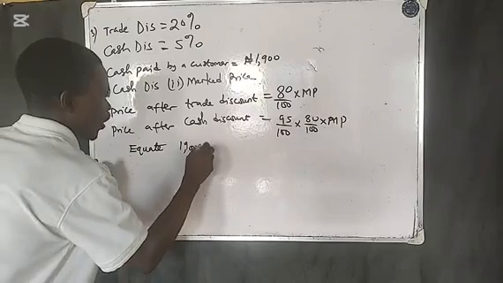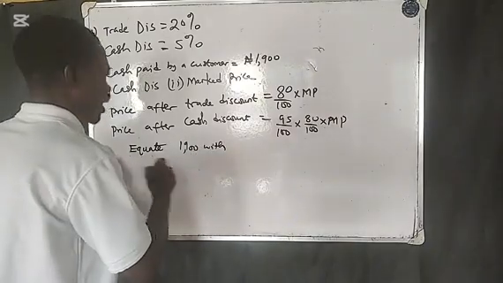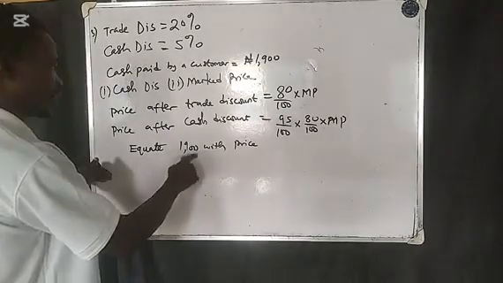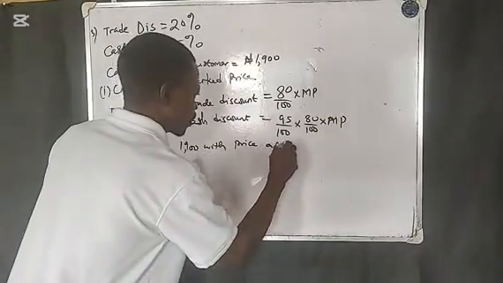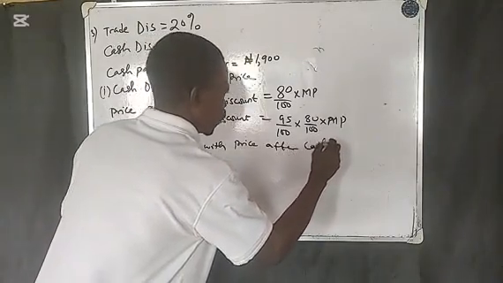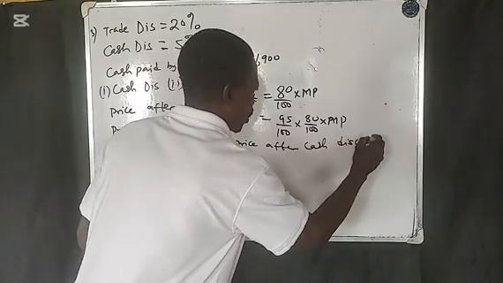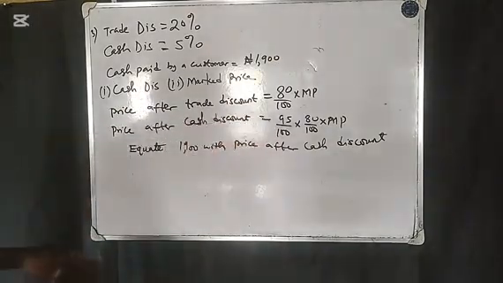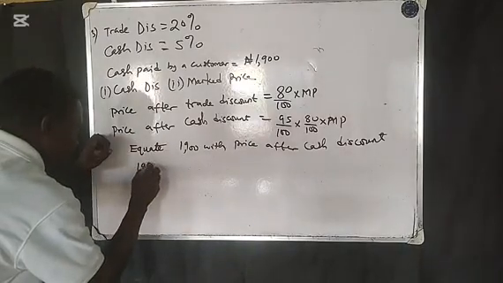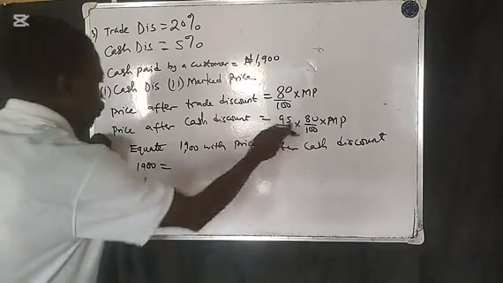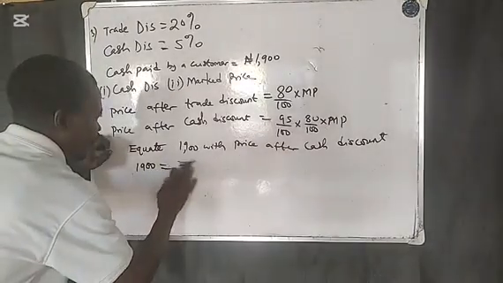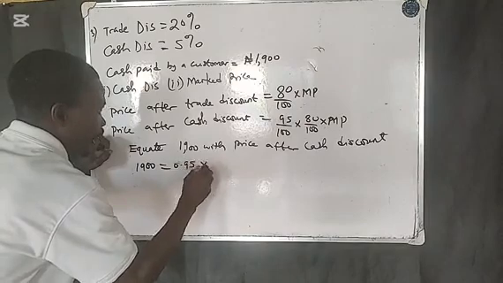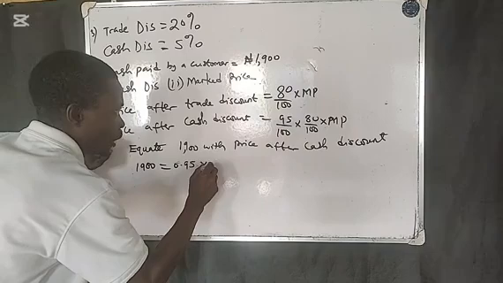1,900, right? With the price after cash discount. Equate 1,900 with the price after cash discount. Does it make sense? Equate 1,900 with the price after cash discount. So let's do that now. 1,900 equals to this one. 95 over 100 is the same as 0.95. Do you agree? Times this one will give us what now?